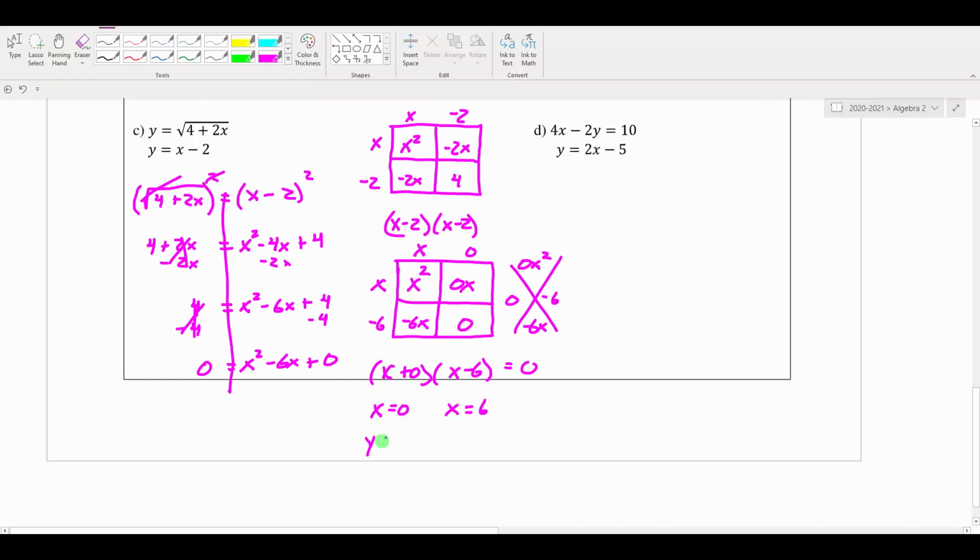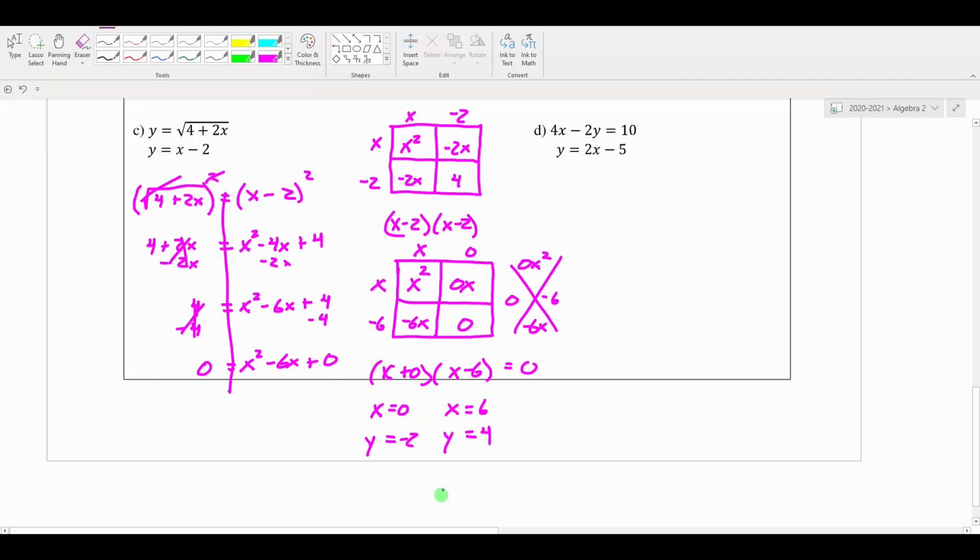And what that means is we are going to get two corresponding y values for this one. So let's see what happens here. I'm going to work with the second equation. I'm going to take a 0 and plug it in. Okay, well, 0 minus 2 is negative 2. So if I plug a 0 in, I get a negative 2 out for the y. So this is one complete solution. And then over here, if I take this 6 and I plug it in, we get 6 minus 2, which is 4.